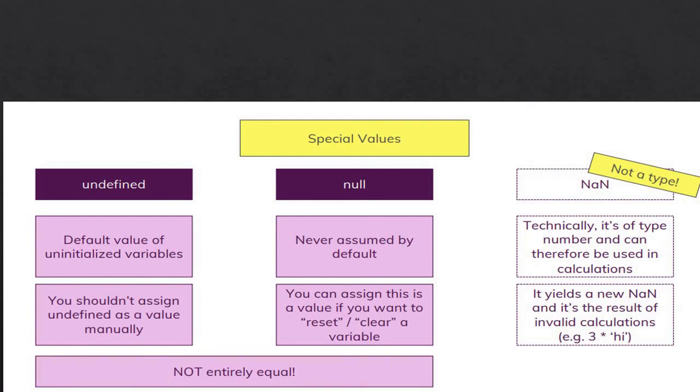Here I have NaN. 3 multiply by, and I have taken a string here. It is an invalid calculation, so it will output not a number. No calculations could be performed. Technically, NaN is of type number and can therefore be used in calculations, and null and undefined can never be entirely equal.